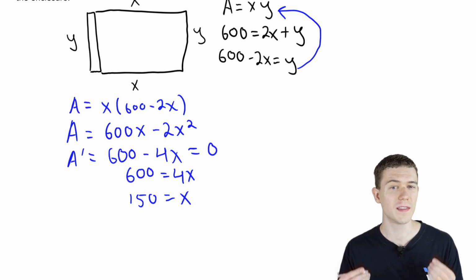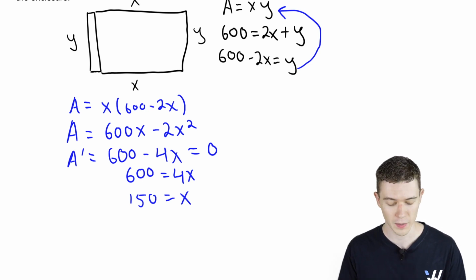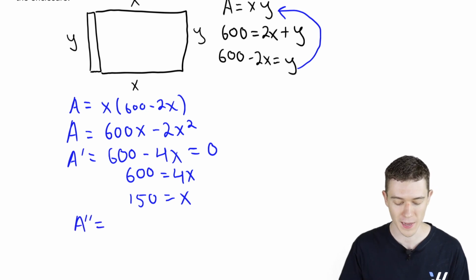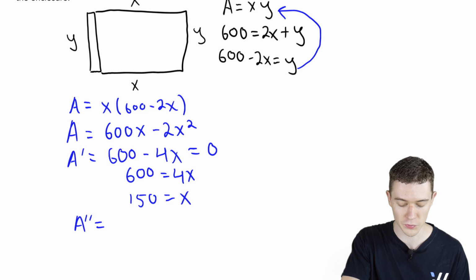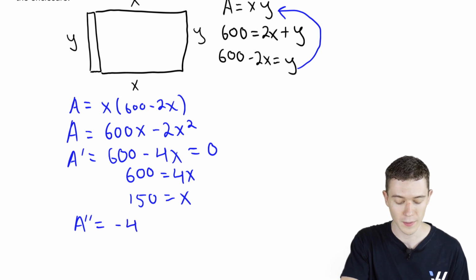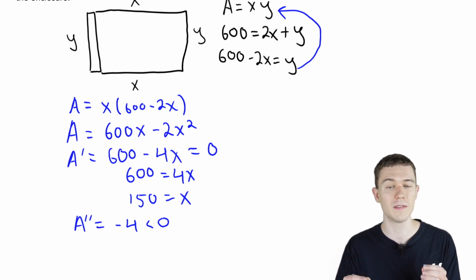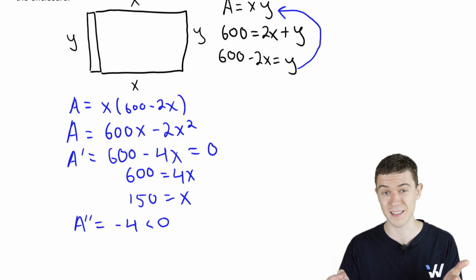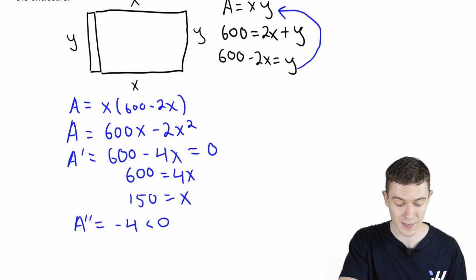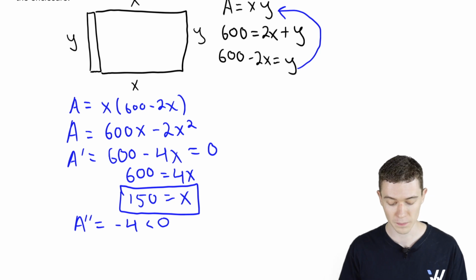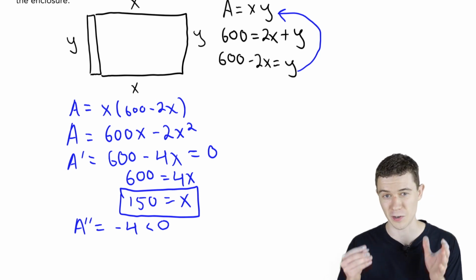We want to make sure that this is indeed a maximum. So if we use the second derivative test, if we take the derivative again, the derivative of minus 4x will be minus 4. And hey, there's no x's here. Our derivative will always be negative. That means by the second derivative test, any critical point is a maximum. So indeed, x equals 150 will give us a maximum, and we have to be sure we answer the question.